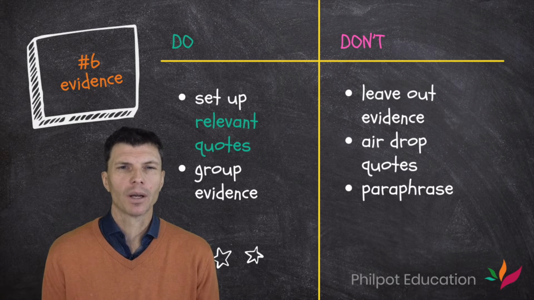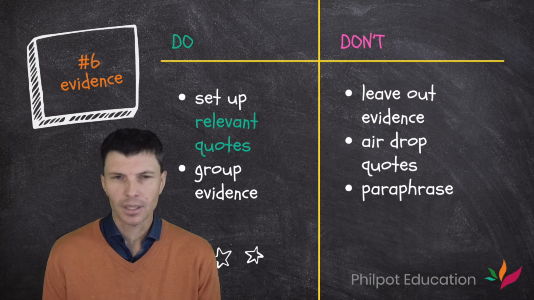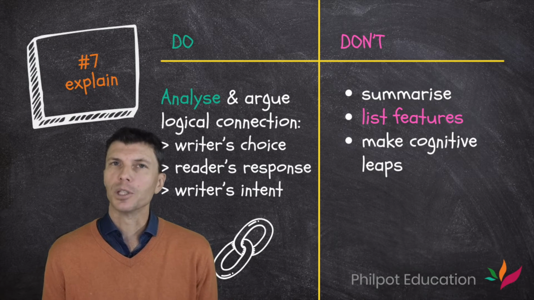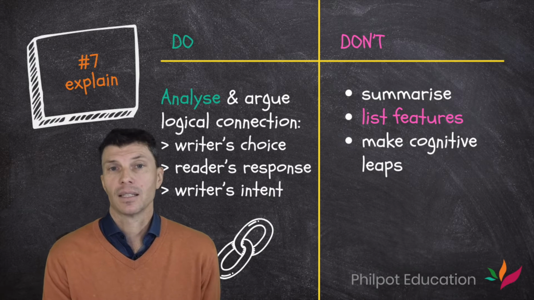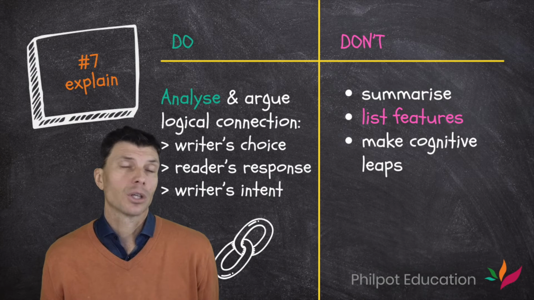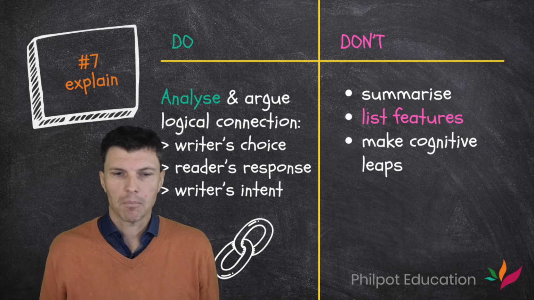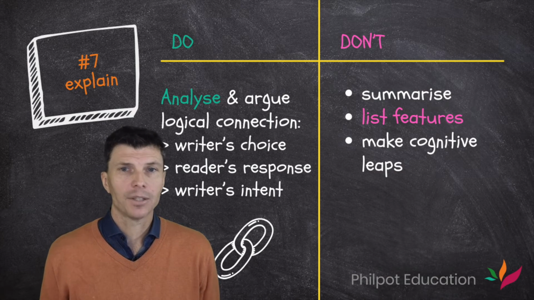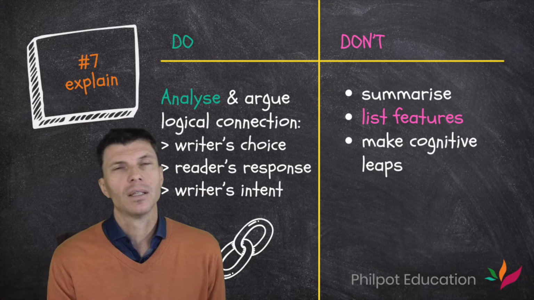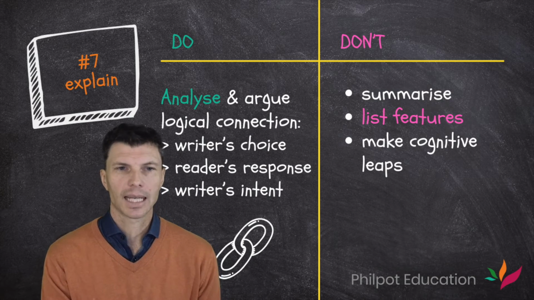And here's where you argue a logical connection between the authorial choices, the reader's response, and the writer's intent, right? I see students making these huge cognitive leaps, assuming that I understand everything they understand. Walk me through these steps. Walk me through the logic, right? And don't summarize the stimulus text.